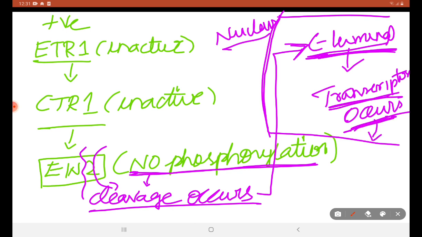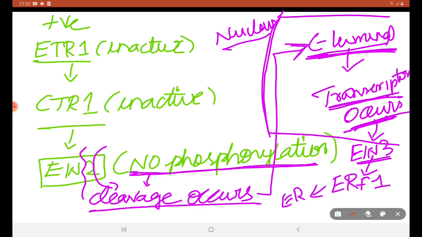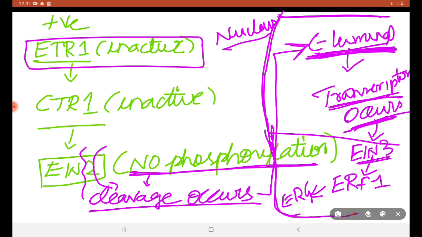And a series of reactions occurs, where EIN2 is converted to EIN3, EIN3 then to ERF1, then ERG, then a series of reactions will occur. This occurs in the nucleus. This becomes unique. In the presence of ethylene, the receptor becomes inactive. This is unique.